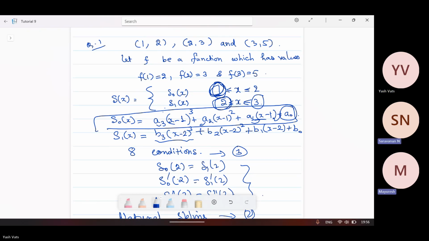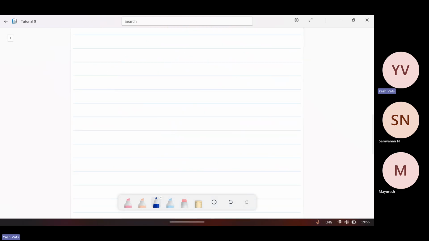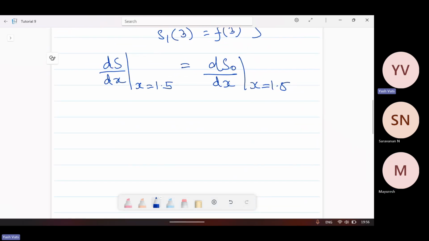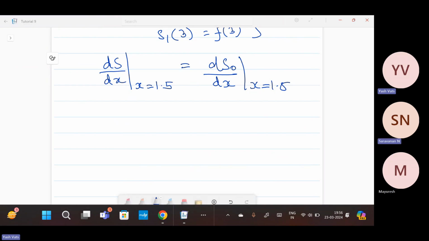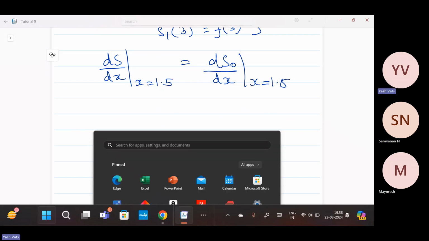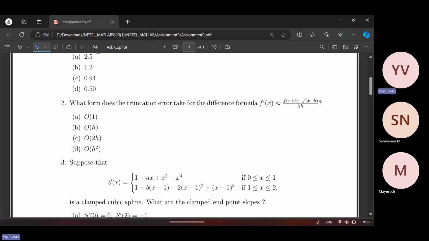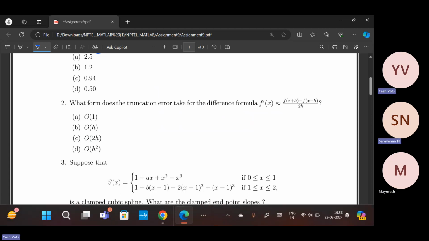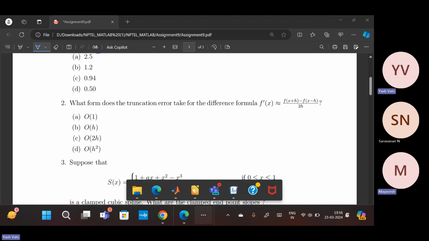Yes. Okay, I won't do much on clamped and natural. I will move on to a new topic. Has it been discussed, the derivative approximations in the class? No, this time it was only the least squares of polynomial. The derivative approximations and the truncation error of difference formulas were not discussed. What form does the truncation error take for the difference formula? Okay, let me discuss this one.